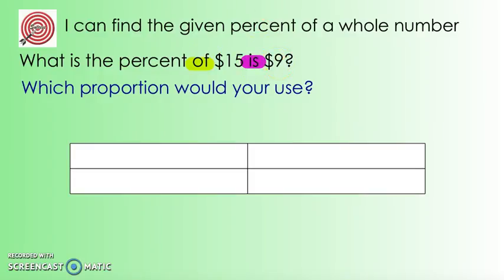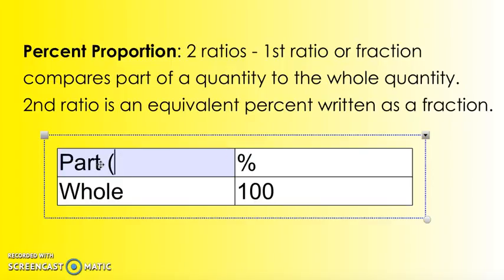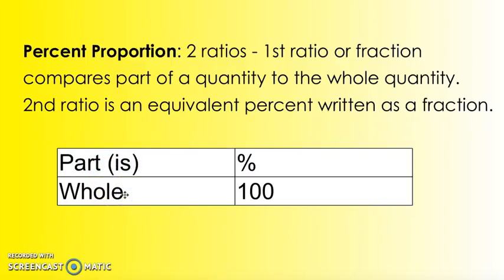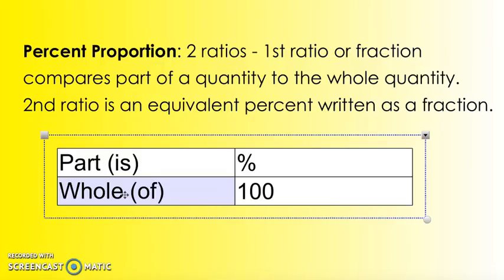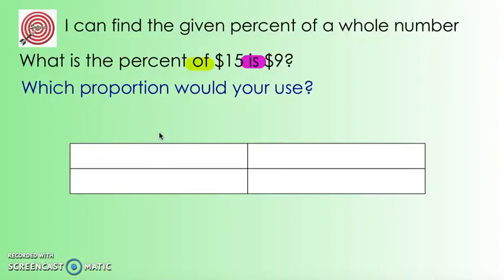Now, first of all, remember in our last video, we said part is usually referred to with using the word is, and then whole is usually seen with the word of. Because if I'm taking a part of something, the whole amount is usually what follows that word of. And so what we're going to do is use that terminology for us to set up a box. So it says, what is the percent of 15 is 9?